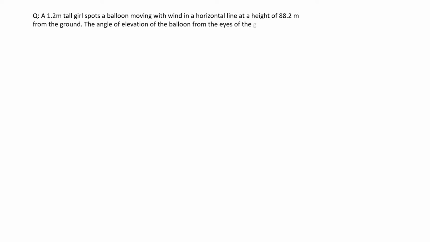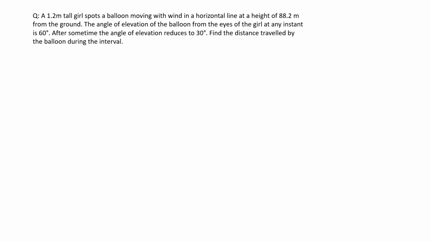The next question states, a 1.2 meter tall girl spots a balloon moving with wind in a horizontal line at a height of 88.2 meters from the ground. The angle of elevation of the balloon from the eyes of the girl at any instant is 60 degrees. After some time, the angle of elevation reduces to 30 degrees. Find the distance traveled by the balloon during the interval. Let's draw the picture.